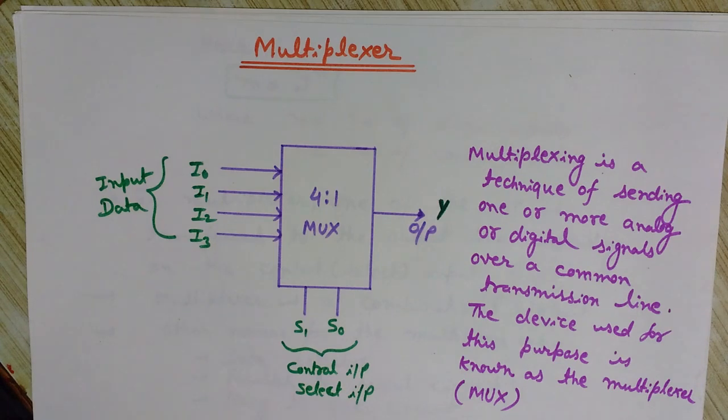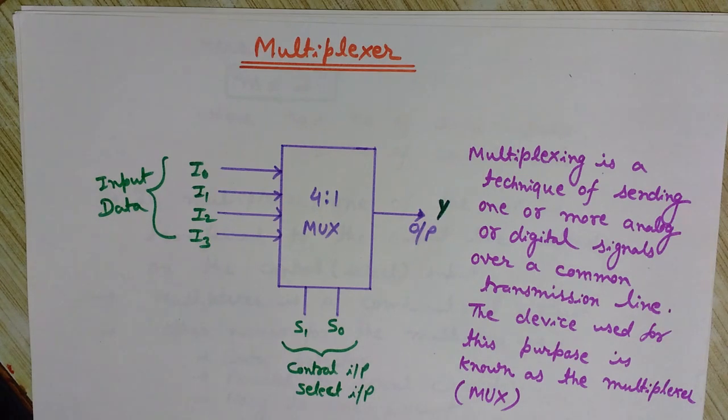Whenever we have one or more signals, these signals may be analog or digital, and we want to transmit them over a common transmission line. Then this technique of sending one or more analog signals or digital signals over a common transmission line is known as multiplexing. And the multiplexers are the devices that we use for the purpose of multiplexing.